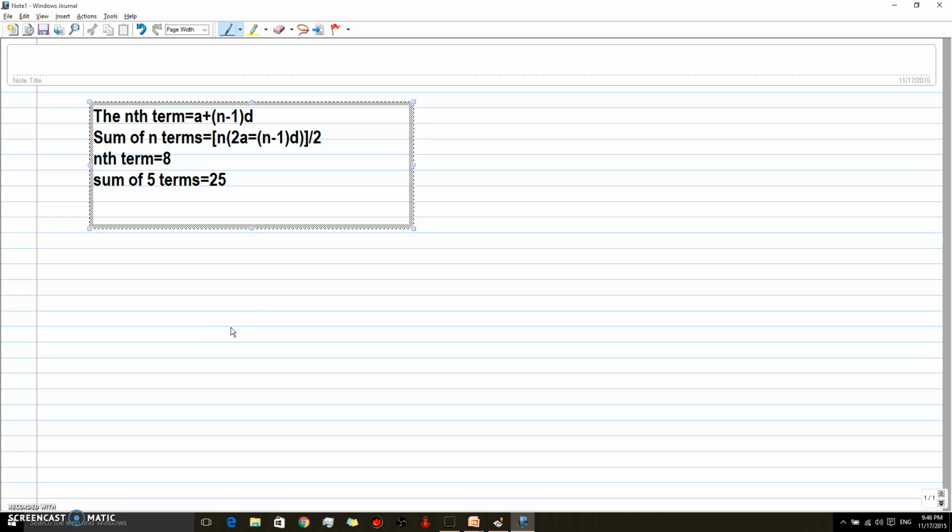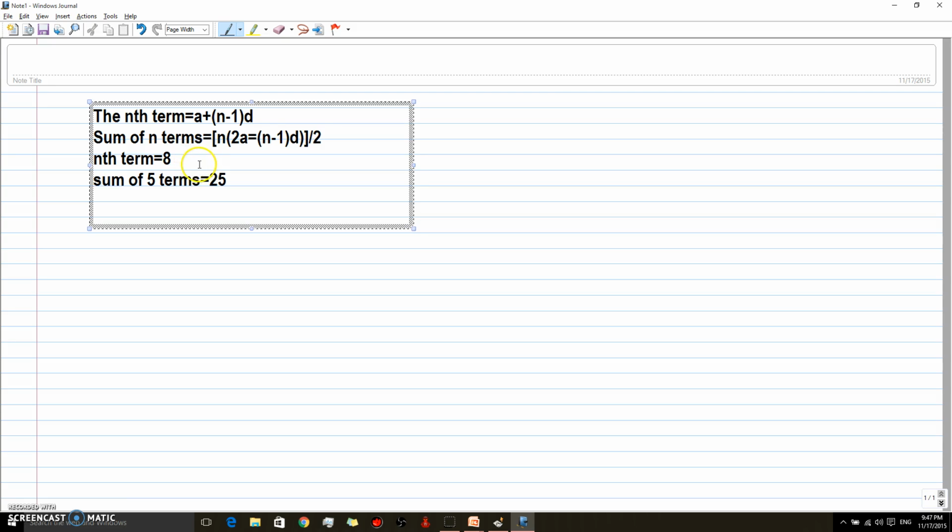Okay, so looking at the information in the question, I'm going to repeat it: the fourth term of an arithmetic series is 8. The sum of the first 5 terms is 25. Find the first term. So first we take the formula for the nth term, which is a plus n minus 1 into d, the first term plus n minus 1 into the common difference, and the sum of n terms, which you can see here.